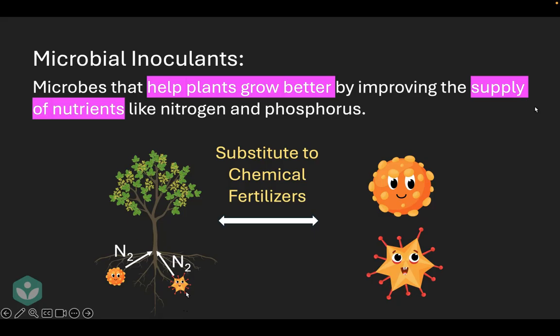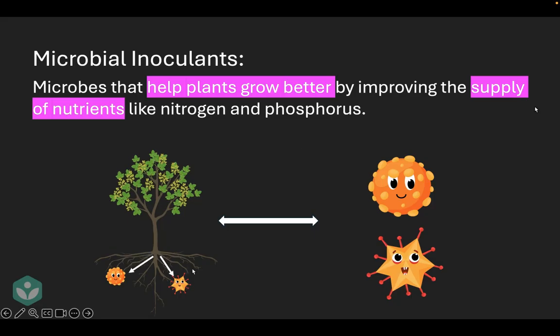Now, these bacteria are pretty selfish. They don't give the tree nitrogen for free. They get something in return as well. What these bacteria do is they get energy in return from the roots of the tree. So this relationship is more like a you scratch my back, I scratch your back kind of relationship. And so we call it a symbiotic relationship.